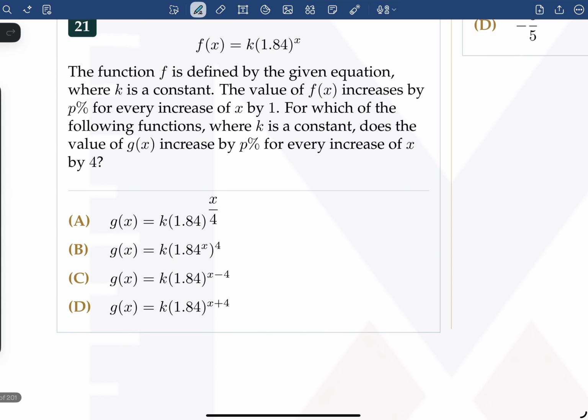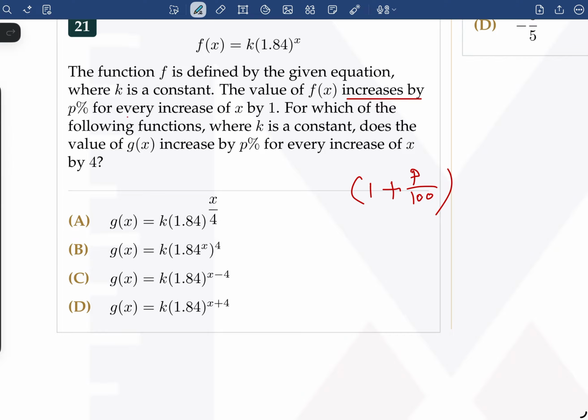Question 21, we have an exponential function. F of x is equal to k times 1.84 to the x. The function f is defined by the given equation, where k is a constant. The value of f of x increases by p%. So remember that increasing by something percent means 1 plus this something over 100. When I say increasing by 40%, it's 1 plus 40%, or 1 plus 40 over 100. Decreasing by 40% means 1 minus 40%, or 1 minus 40 over 100, and so on.